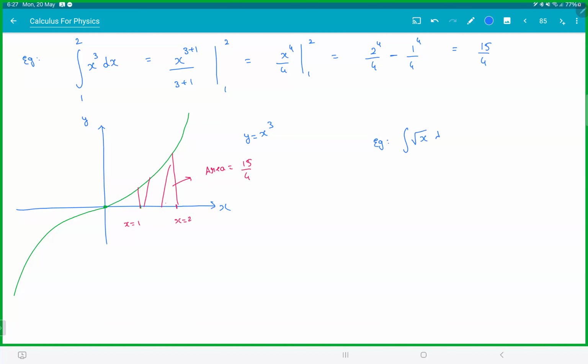integral root x dx 0 to 1. So this is x power half plus 1 by half plus 1. Limits will go from 0 to 1. So this would be 3 by 2. So 2 by 3, x power 3 by 2. Limits will go from 0 to 1. Substitute 2 by 3, 1 minus 0. So answer is 2 by 3.